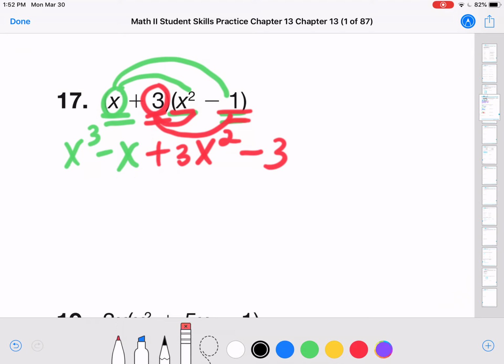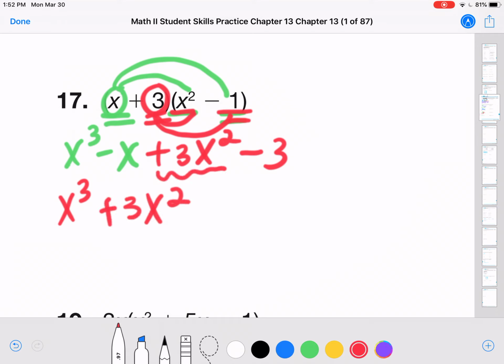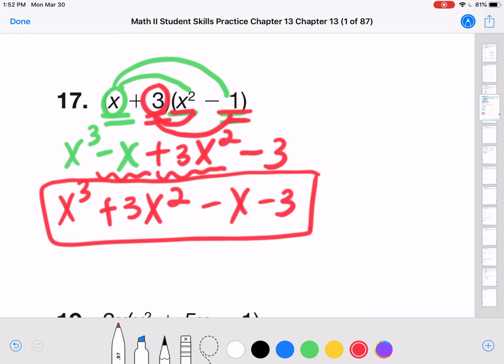I actually can't combine anything, but I can rewrite it in standard form. So I'm going to rewrite this as x cubed, that's my highest power. Second highest is x squared, so it's going to be this term here. So I'm going to put plus 3x squared. Then I'm going to put minus x, and then your constant goes at the end. This is my answer for this one here.